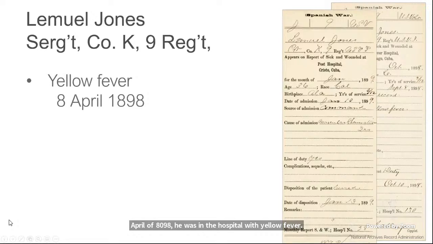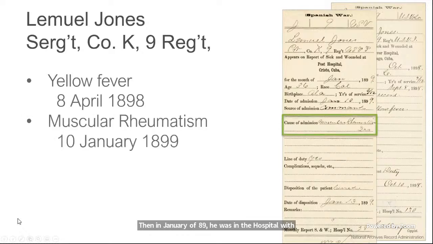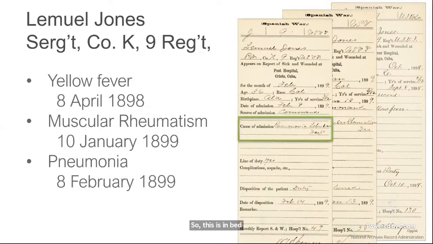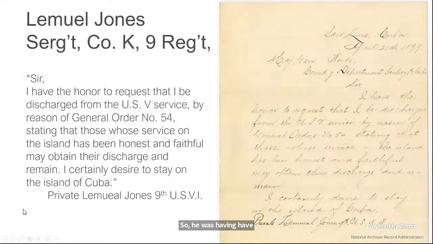Then in January of 89, he was in the hospital with muscular rheumatism. And a third card, so this is in February of 89, he had pneumonia. So he was having a struggle there in Cuba. Now, when he was discharged at the end of his service term that he'd signed up for, he wrote a letter to the commanding officer, and here is what he requested.